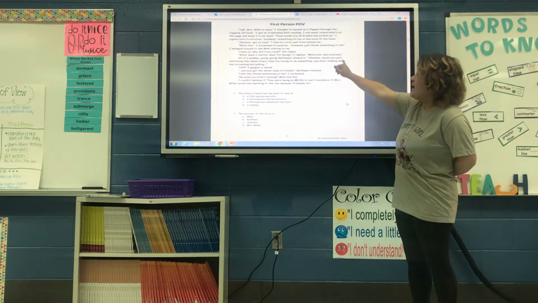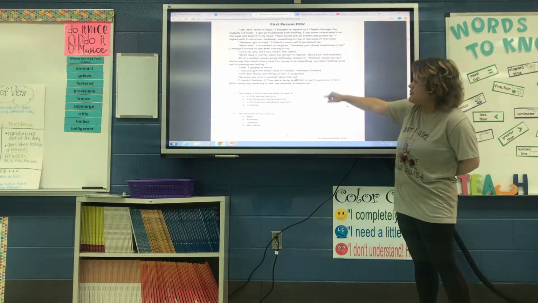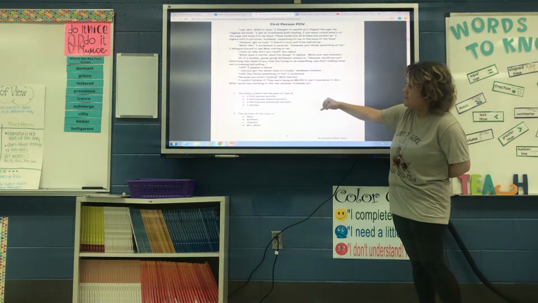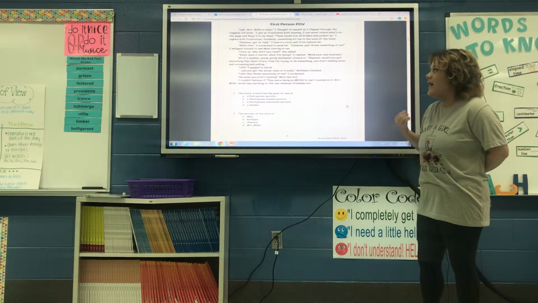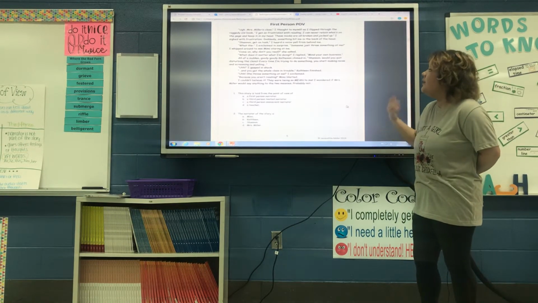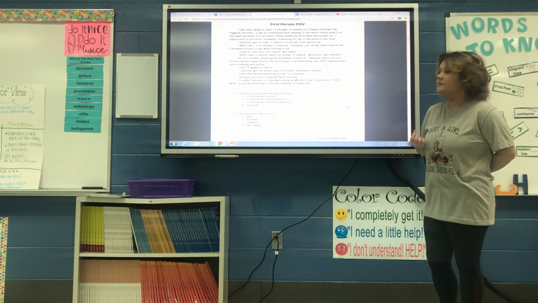And they would read through this passage, whether as a class or individually. And each person gets questions to answer. For example, this first question: this story is told from the point of view of a first person narrator, and so on. And of course, it's a first person narrator. And that would be it.